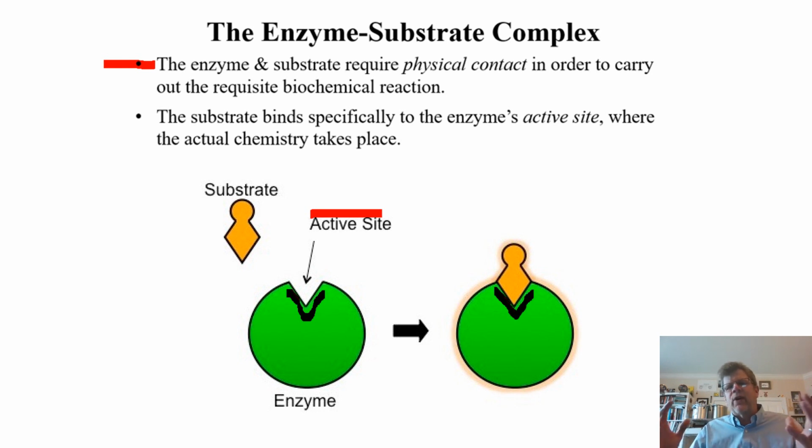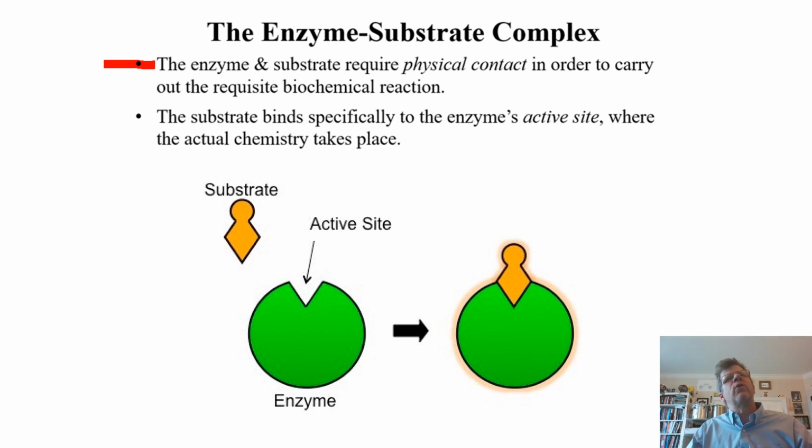So the enzyme is very large, but it's only one very small part of it which actually comes in contact with the substrate. The rest of that enzyme is sort of supporting that active site where the actual chemistry takes place. Now, the substrate must bind specifically at the enzyme's active site, and the chemical reaction moves forward.